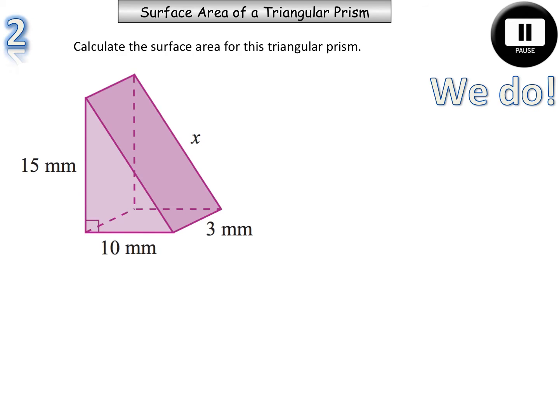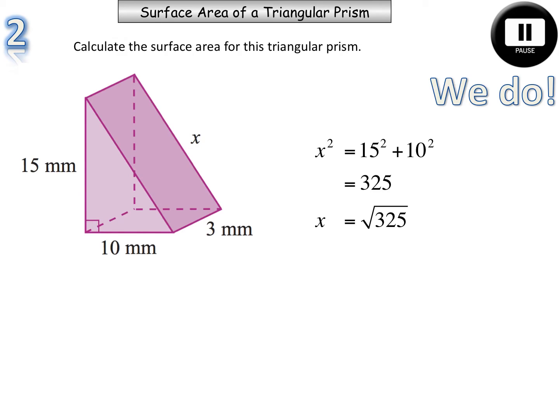Okay, I've given you a question where you have to use Pythagoras' theorem to work out the value of x. So before you try and work out the surface area, use Pythagoras' theorem to calculate the hypotenuse, and then use that length to calculate the surface area. So pause the video, I'll give you a moment to do that, and then we'll see how you went with the surface area.